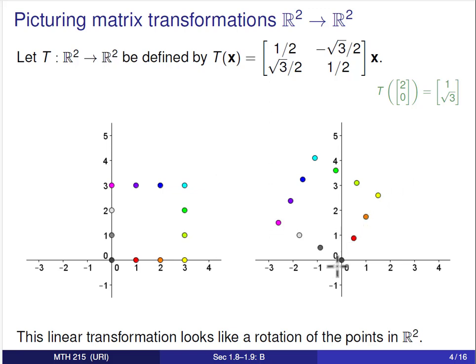Now, in the next video, we're going to talk about what the entries of the matrix actually correspond to. It will be a little bit clearer how the matrix is connected to the action. But for right now, some matrix transformations look like rotations of the points in R2. Now, we've called it a linear transformation here. We'll explain why that is. But for right now, it's definitely a matrix transformation corresponding to a rotation.